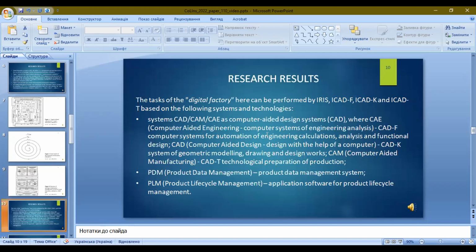The task of the digital factory can be performed by the intelligent research information system, IRIS, and the computer-aided design system, CAD, based on the following systems and technologies. For example, product data management, product lifecycle management, and different computer-aided design systems.